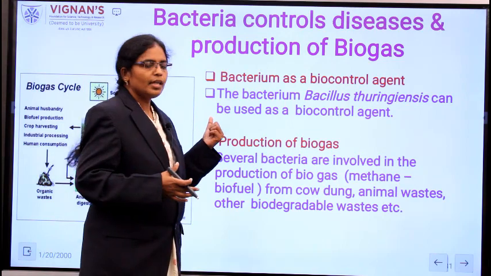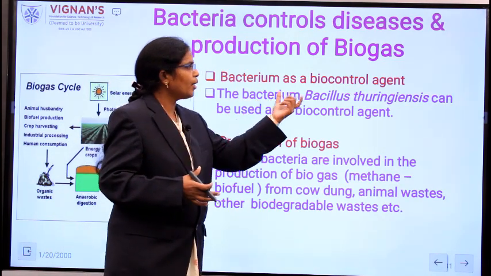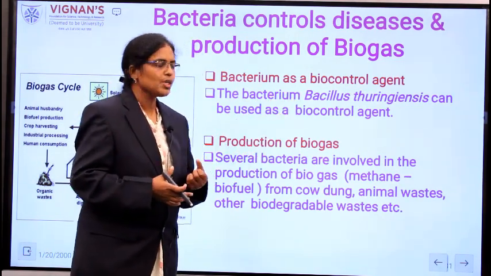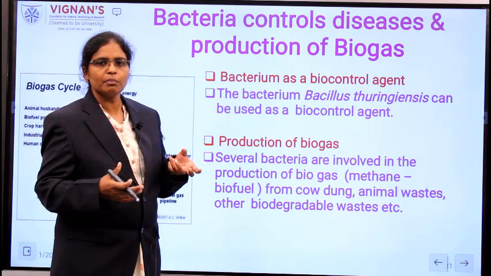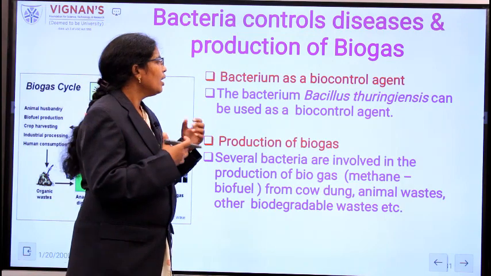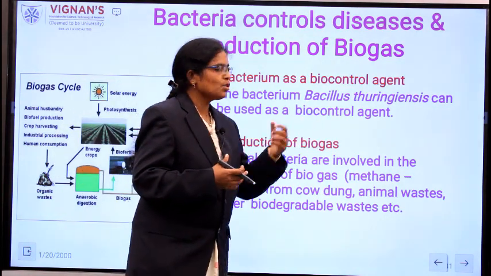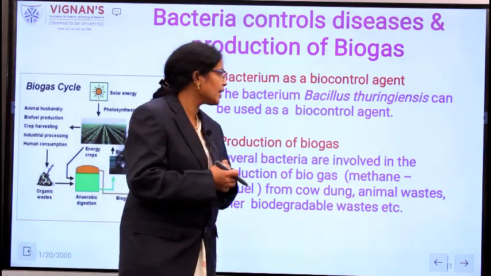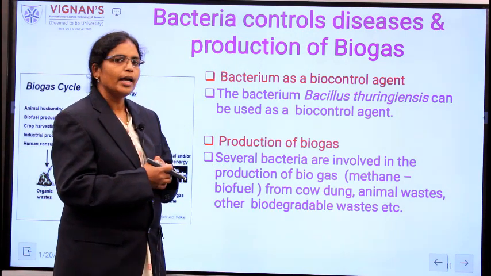And here these bacteria are used as a biocontrol agent. Nowadays we are discussing Bt cotton, Bt brinjal, all these. That means they are controlling the pathogens. Here Bacillus thuringiensis is one of the examples used as a biocontrol agent.